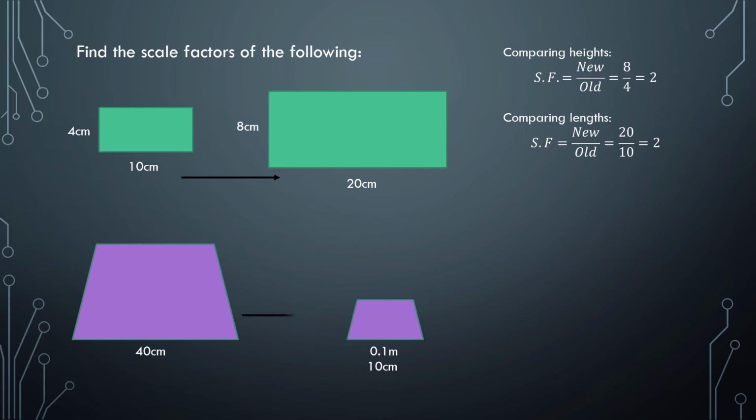And what way am I going? Well, again, there's an arrow here to help me. I'm going from the shape on the left to the shape on the right. I don't have very much information this time. All I've got are the lengths along the bottom. So if I want to compare the lengths, my scale factor is new over old. My new shape has a length of 10. My old shape has a length of 40. So my scale factor so far is 10 over 40. If I simplify my fraction down, I get 1 over 4 or 0.25. So we can use whichever one is the most appropriate here for the question.